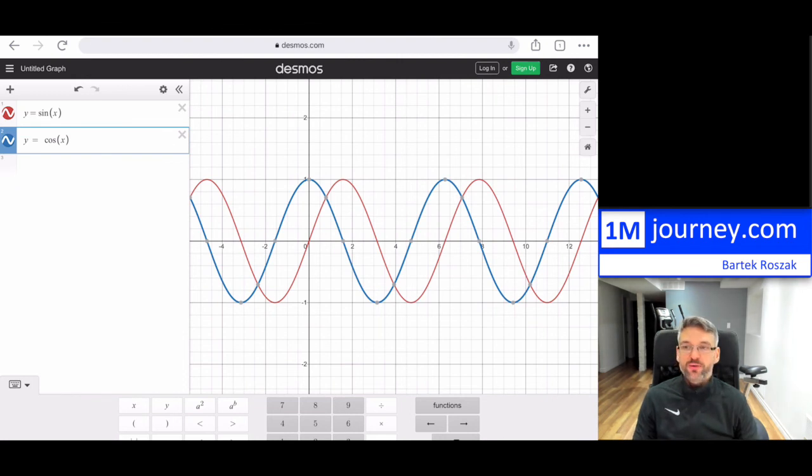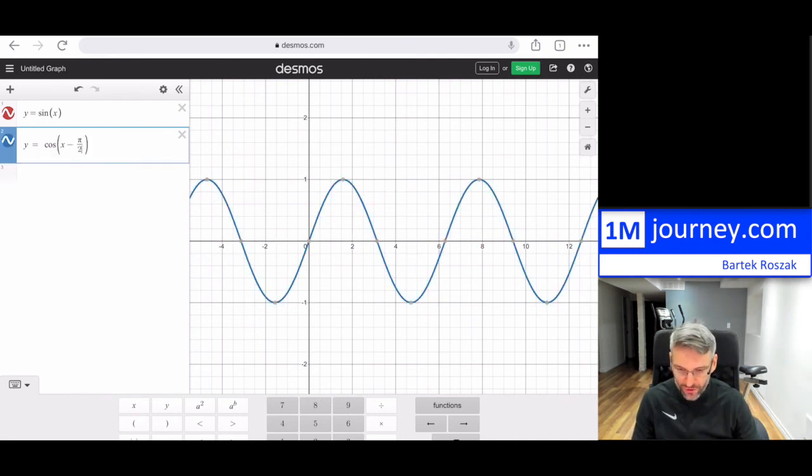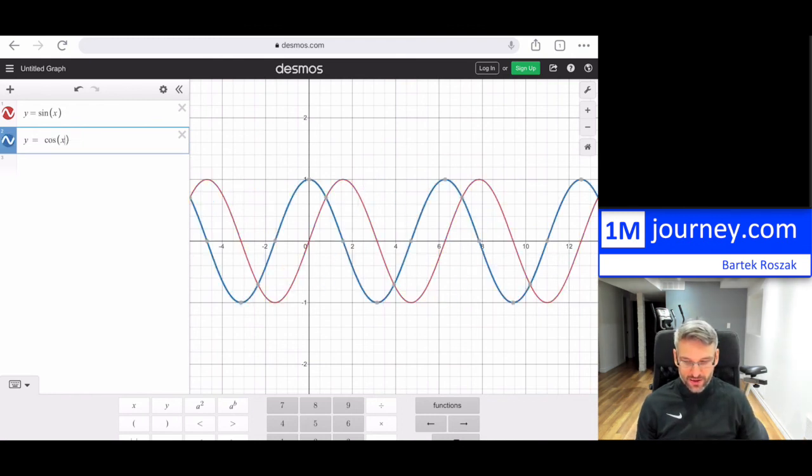So I'm going to translate it: minus, and I'm going to put pi over 2 in there. And look at that, it lines up exactly with the sine. And that is true: sine x is equal to cosine of x minus 90 degrees. I put it as radians because we're plotting here in radians. Now I'll go back in here, remove that, and notice that's your cosine.